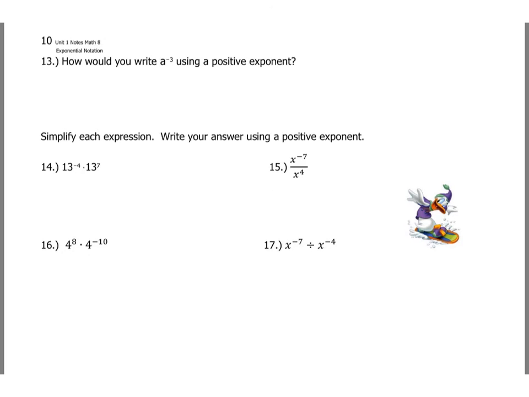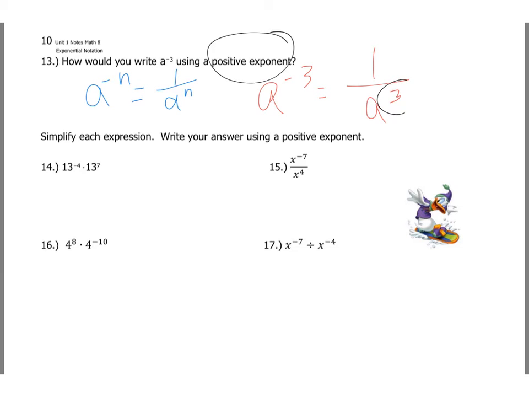How would you write a to the negative 3 using a positive exponent? If you looked at what you just wrote on the rules, you would have seen that a to the negative n is the same thing as 1 over a to the n. So using that, you would see that a to the negative 3 is going to be the same thing as 1 over a to the 3rd. See, it says positive exponent. That's a positive exponent. So write your answer using a positive exponent for 14 through 17. Pause now, try them on your own, come back and check your work.